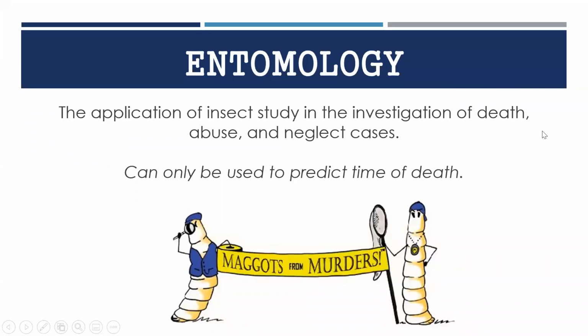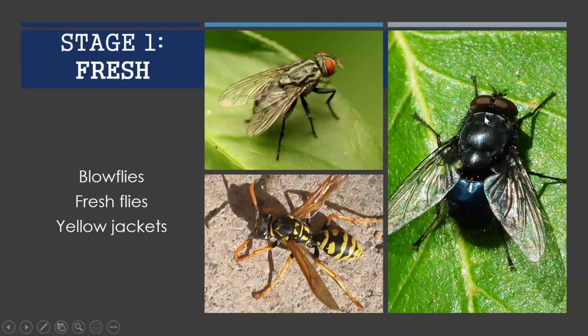Okay, and then the last topic, which kind of relates all the other topics together, is called entomology. Entomology is the study of insects to aid in the investigation of death, investigations of abuse, or just neglect cases. This, once again, just like rigor, algor, and livor mortis, is used to predict time of death. You kind of have to take everything together to get a picture of an estimated time of death that's pretty accurate. So just real quick, I'm not an expert in entomology. I just want to show you some of the different stages.